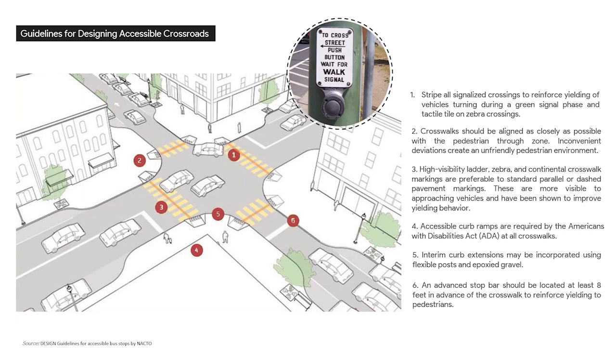3. The proper marking as per the standard should be done for zebra crossings and renewed timely. 4. The curb ramp should be provided as per the standards. 5. The interim curb extensions may be incorporated. 6. Stop bars should be designed for pedestrian safety. Now let's have a look at the experience and problems faced by disabled people on CG Road.